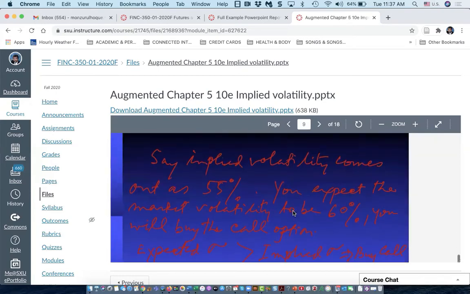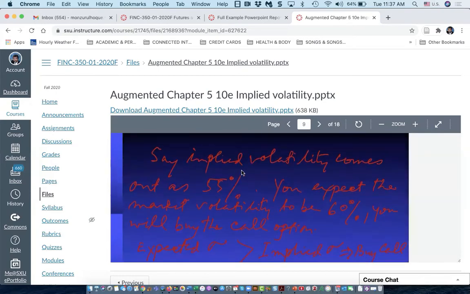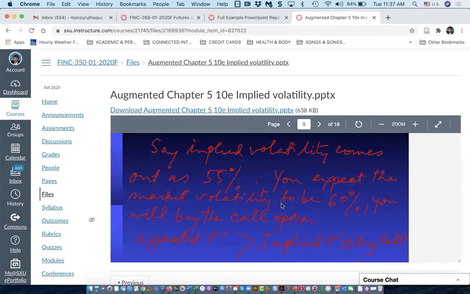Then in another slide, I said, say implied volatility comes out as 55%. You expect the market volatility to be 60%. How do you expect something? You generated EST. You will be generated EST again. How do you generate EST? Or in this case, expected volatility, how do you get it?